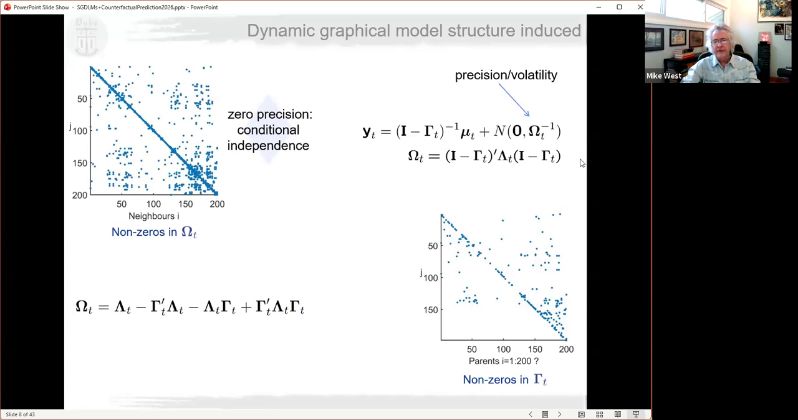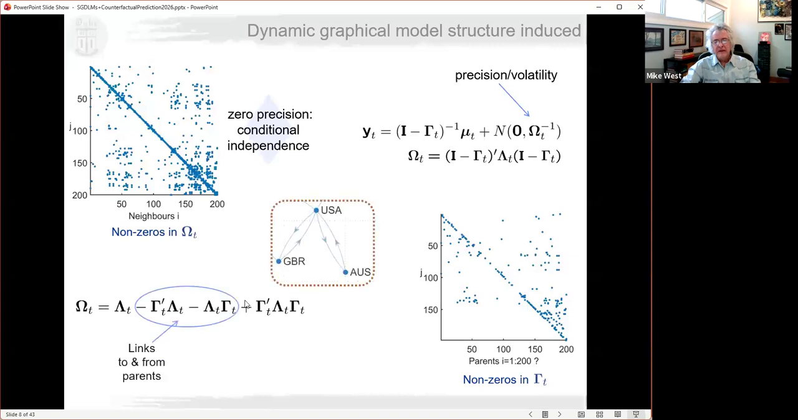So this nice mathematical form in the top right, if we just expand the quadratic, remember that lambda t here is diagonal. So that doesn't do anything on the off diagonal. These two terms introduce non-zero elements, blue spots, in off-diagonal elements for parent-child pairs. So in our running example, in the row and column corresponding to Britain and USA, there'll be a non-zero, and in the row and column for Australia and USA, there'll be a non-zero. Okay, that's natural. Parents are related to their children.